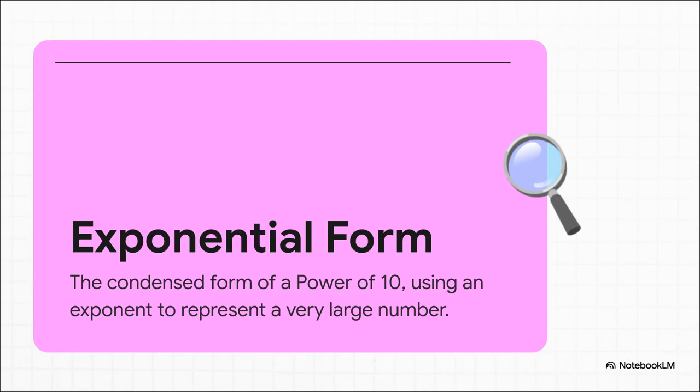First up, we've got exponential form. This is basically the ultimate shorthand. It's the cleanest, most compact way to write a massive number, using our base, which is 10, and a little number up in the corner called an exponent.